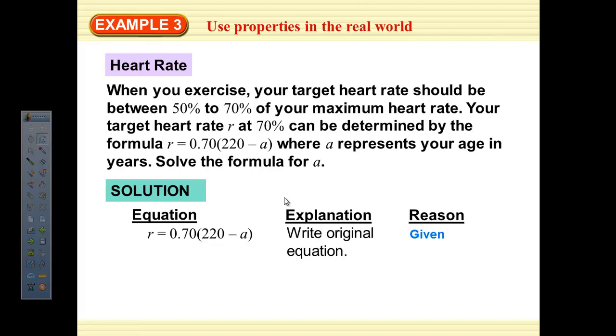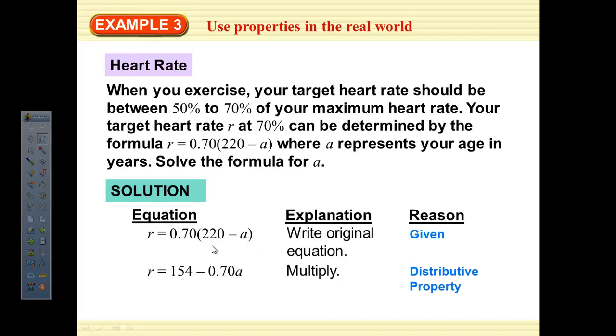Our first step, if we want to get A by itself, we want to multiply that out, and there's more than one way to do this. If we multiply it out, we end up with this. So here we have, if we do 0.70 times 220, we get 154. 0.7 times negative A gives me negative 0.7A, sorry. Since we distributed to get that, that's the distributive property.